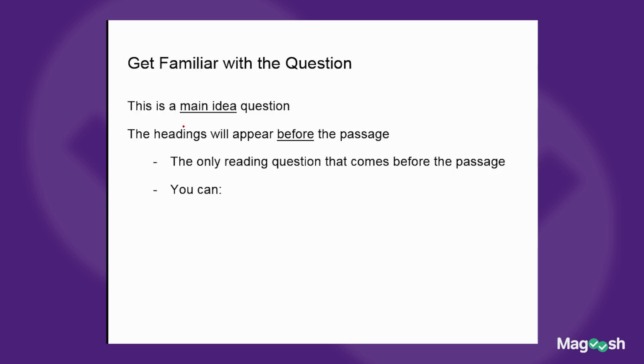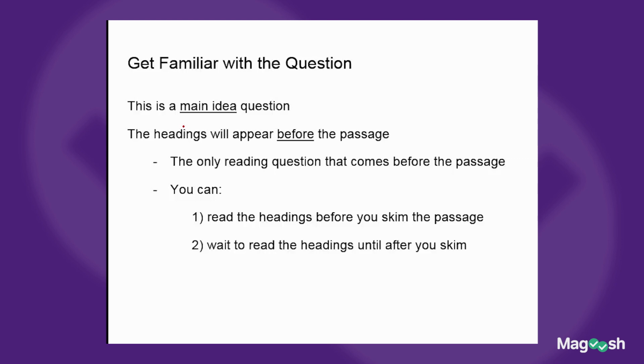So this leads people to basically take 2 approaches to this type of question. Some people like to read the headings before they skim the passage, right? So you're going to skim every reading passage for about 2 to 4 minutes before you start answering questions every time. Some people like to begin with those headings in the box so that they know what to look for as they're skimming. Some people prefer to skim first and wait to read the headings until after they've done their first skimming. I recommend option number 2.